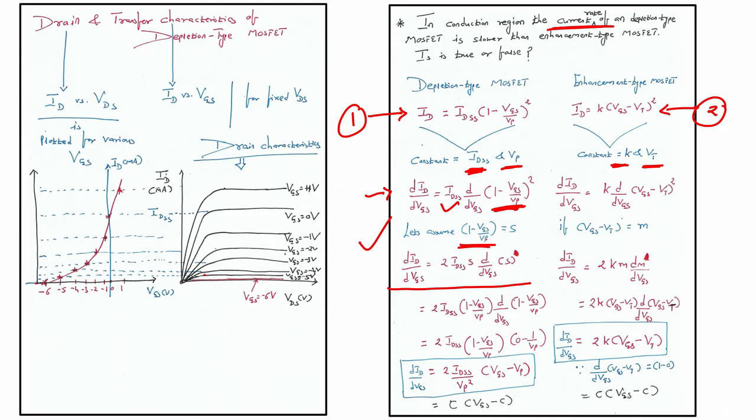So, with this formula, if I substitute the value of S, which is 1 minus VGS by Vp, I get this particular formula. So, 2 IDSS times (1 minus VGS by Vp), now the derivative of 1 is 0, and d by dVGS of VGS by Vp will be minus 1 by Vp. If I further solve this equation, dID by dVGS is 2 times IDSS, and multiplying these, you get Vp square times (VGS minus Vp).